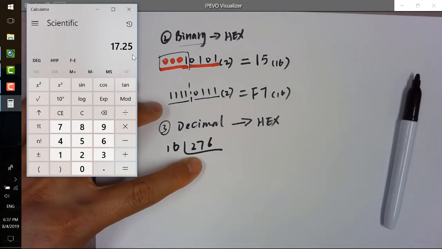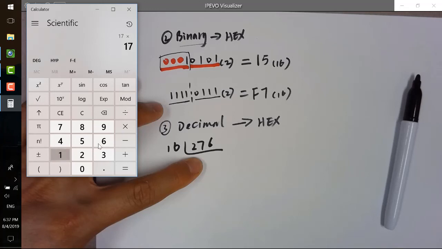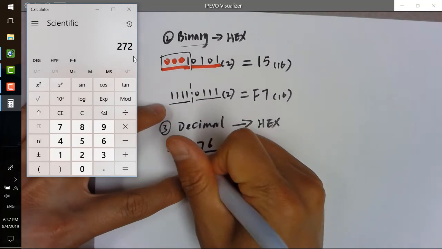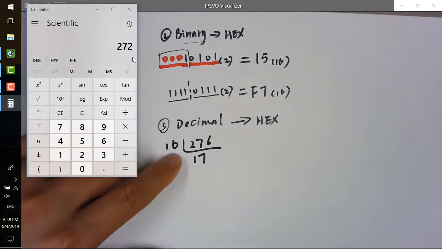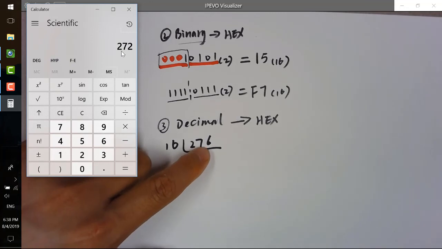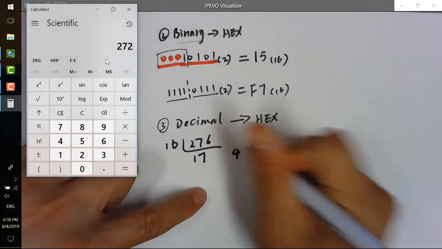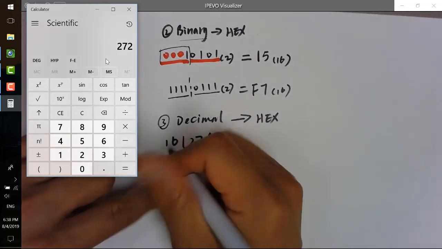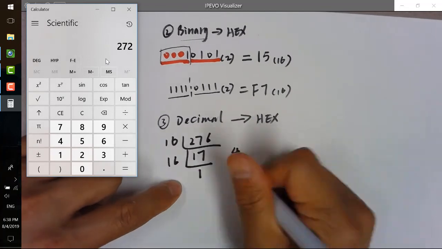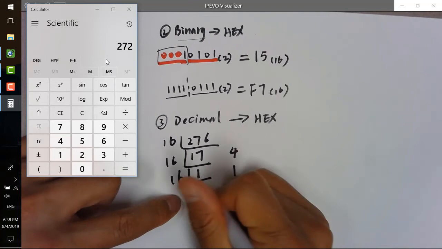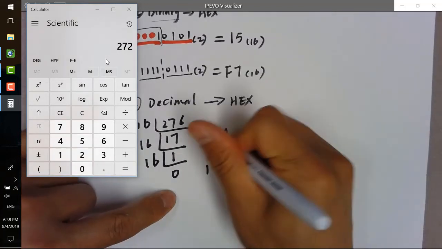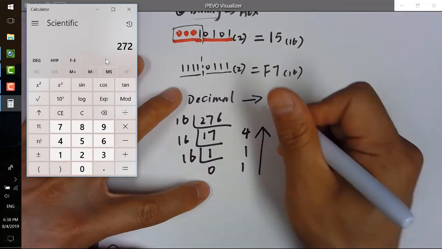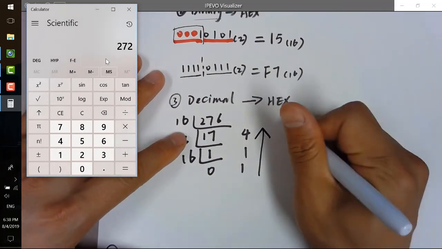So it's 17.25. It's bigger than 17. So now let's calculate it back. Let's use 17 times 16, which will be 272. So we know it's going to be 17, and 17 times 16 is going to be 272, and the remainder will be 4, right? So which means this divided by this, we got this result, and remainder is 4. And now we do it again. 1, 1, and do it again. 0, 1. Okay, so we loop back from bottom to top. So actually, the hex version is going to be 114.